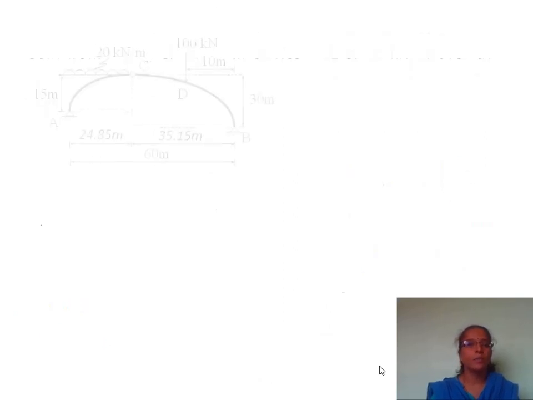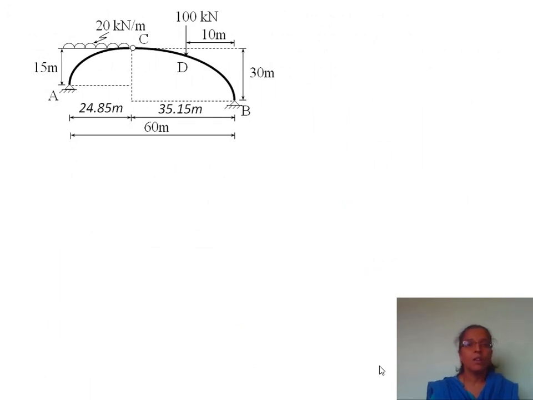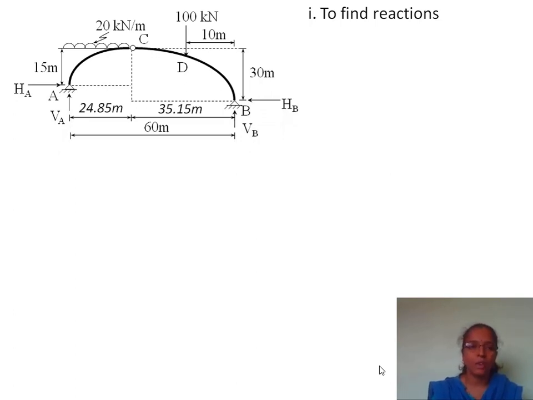So next, we'll calculate the reactive components. The second step is to find the reactions. Let us assume the reactive components HA, VA and HB, VB as shown in the figure. Now L1 is 24.85 meter and L2 is 35.15 meter, so we can calculate the reactions by applying the three equilibrium conditions.